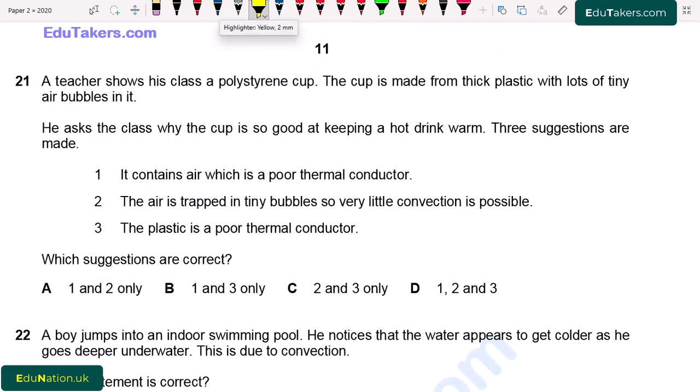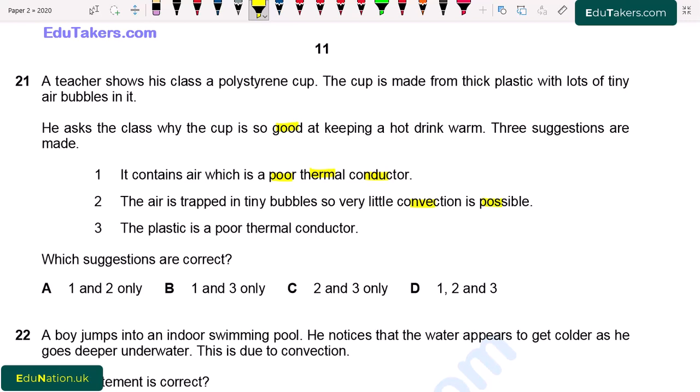Question number 21. A teacher shows his class a polystyrene cup. The cup is made from thick plastic with lots of tiny air bubbles in it. He asks the class why the cup is so good at keeping a hot drink warm. 3 suggestions are made. 1. It contains air which is poor thermal conductor. 2. The air is trapped in tiny bubbles, so very little convection is possible. 3. The plastic is the poor thermal conductor.